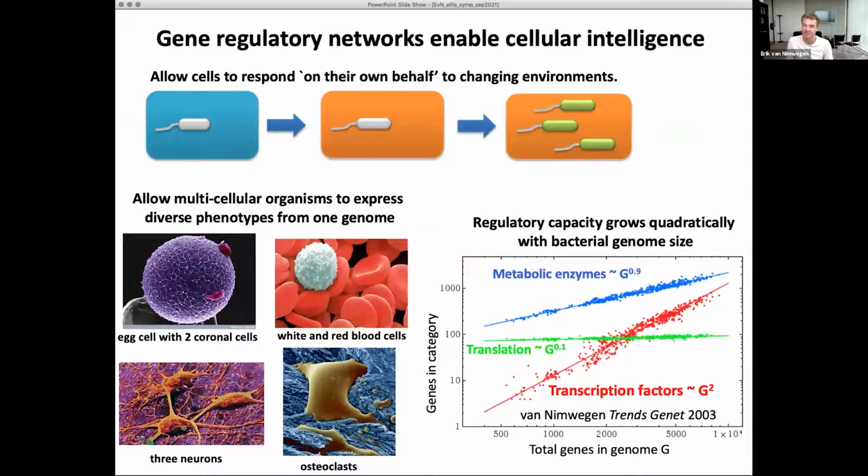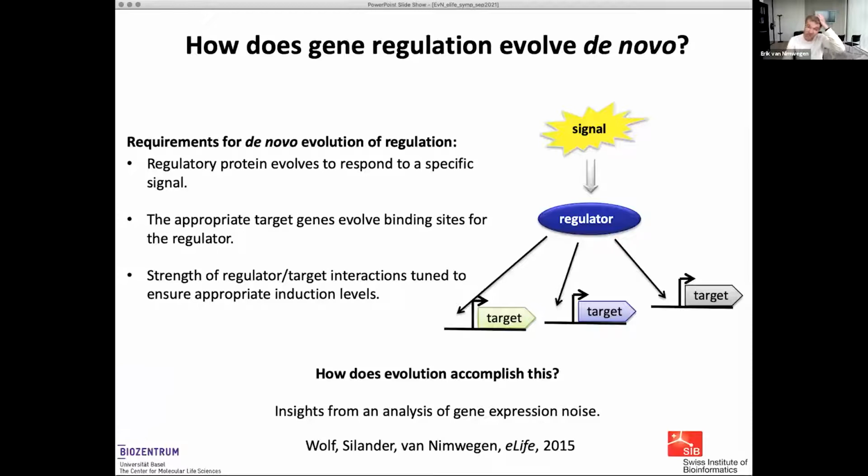They allow microbes to respond to changing environments and adapt to them. They allow multicellular organisms to express a single genome into a sort of society of diverse genotypes. And for 20 years now, we've also known that in bacteria, the regulatory capacity is growing quadratically with the size of the genome. So the bigger the genome gets, the bigger the fraction of the genome that is devoted to these regulatory networks. The question I want to focus on today is how does gene regulation evolve de novo?